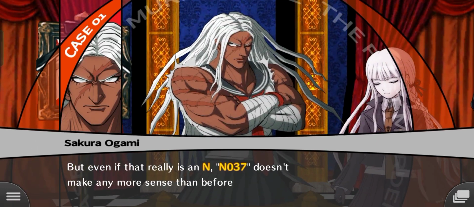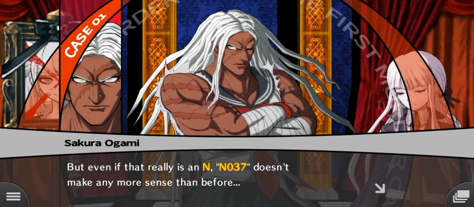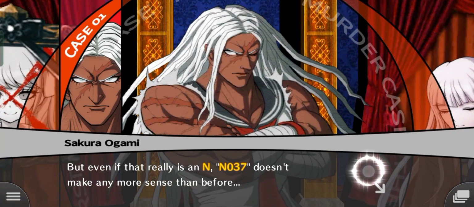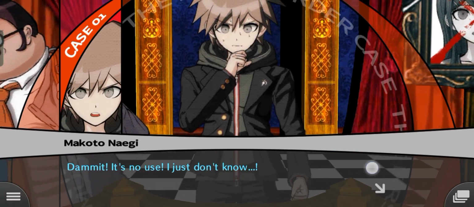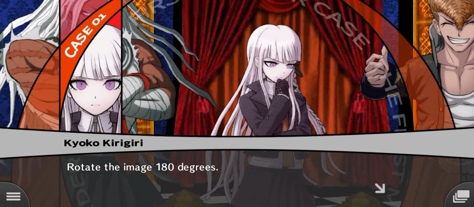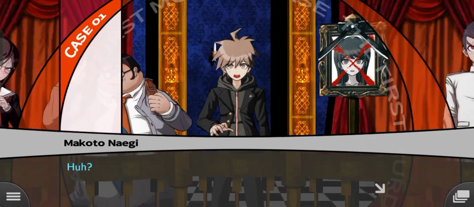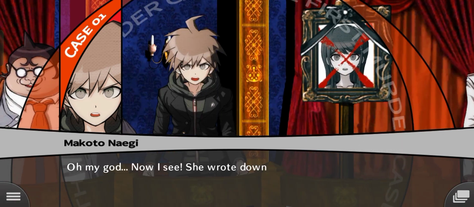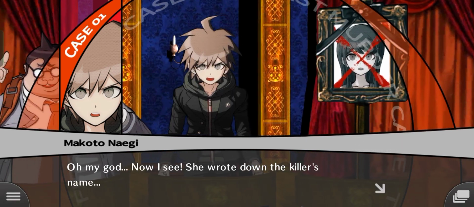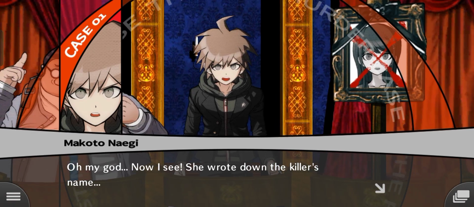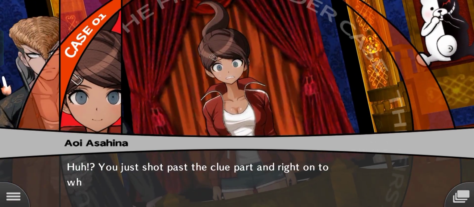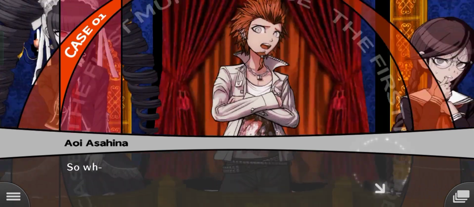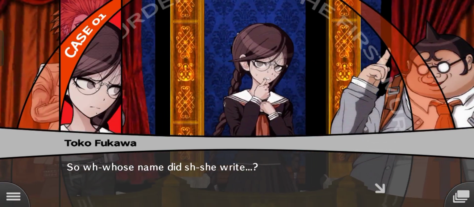But even if that really is an N037, it doesn't make any more sense than before. Rotate the image 180 degrees. Oh my god. Now I see. She wrote down the killer's name. Huh? You just shot past the clue part and right on to who did it. So, whose name did she write?